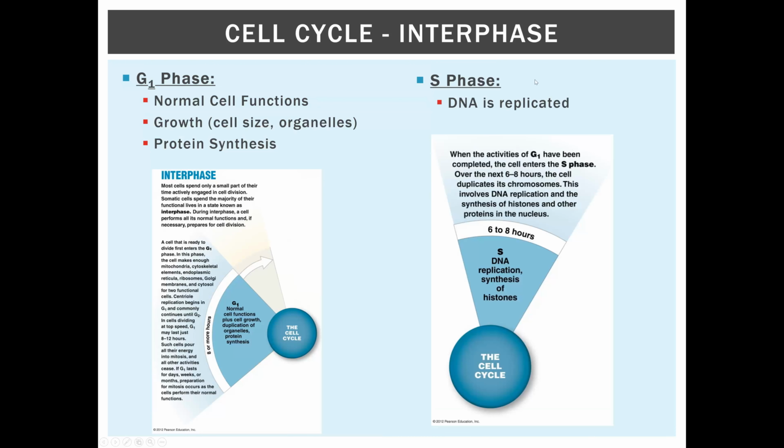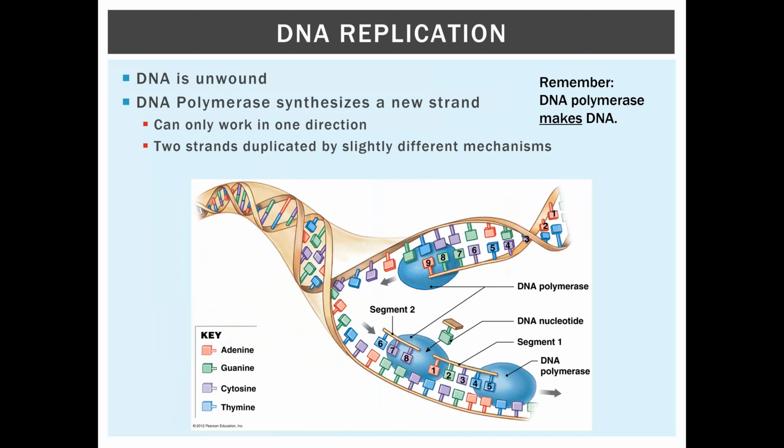Then the S phase is when the DNA is copied, because remember, we have to copy the DNA before we can divide. S actually stands for synthesis, so this is when the DNA is synthesized and you make a new copy. During DNA replication in the S phase, the DNA is unwound, because remember it's in a double helix. Then an enzyme called DNA polymerase comes in and synthesizes, or makes, a new strand. And this happens on both strands, so one side is being copied at the same time the other side is being copied.